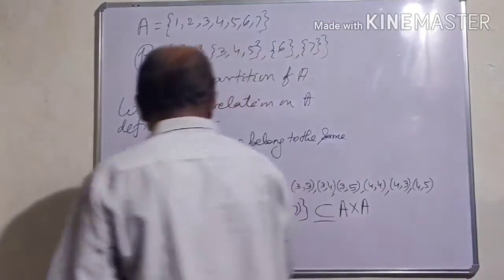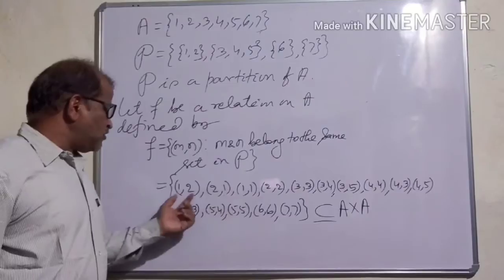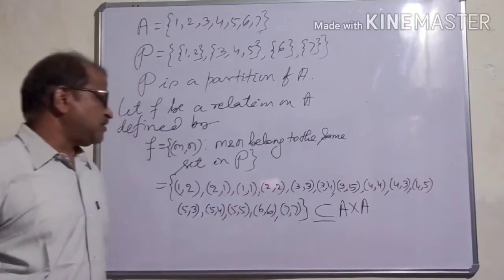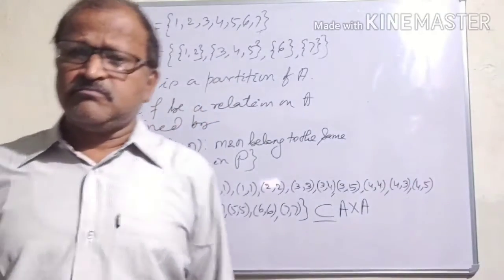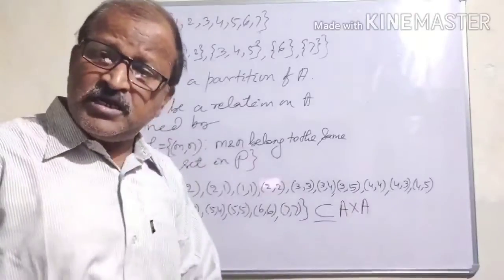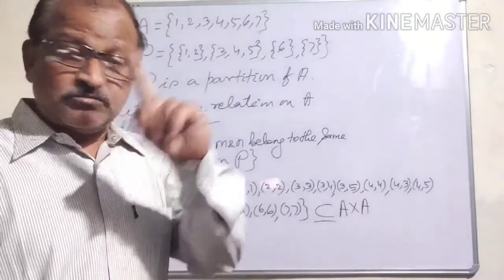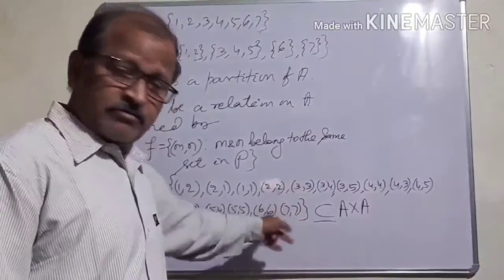Yes. 1 2, 2 1. 1 1 should be there. Yes, it is there. 2 1, 1 2. 2 2 is there. In this way, you can test that if x is related to y, y is related to z, then x must be related to z. Is there? x z must be there. Right?